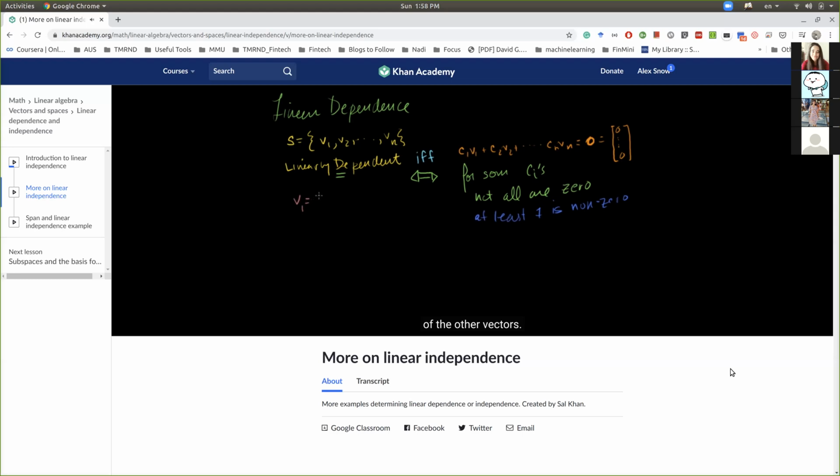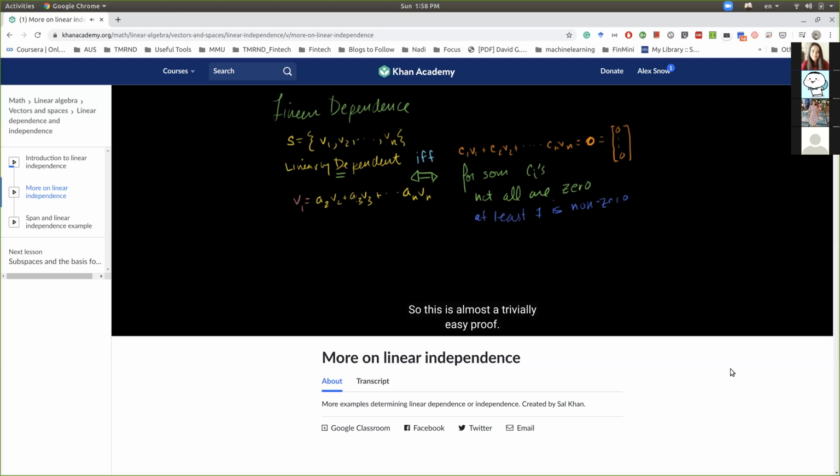By, let me call them, A2 times V2 plus A3 times V3 plus all the way up to An times Vn. This is what we said in the previous video. Look, if this is linearly dependent, if any one of these guys can be represented as some combination of the other ones, so how does this imply that? And in order to show this if and only if, I have to show that this implies that, and I have to show that that implies this.